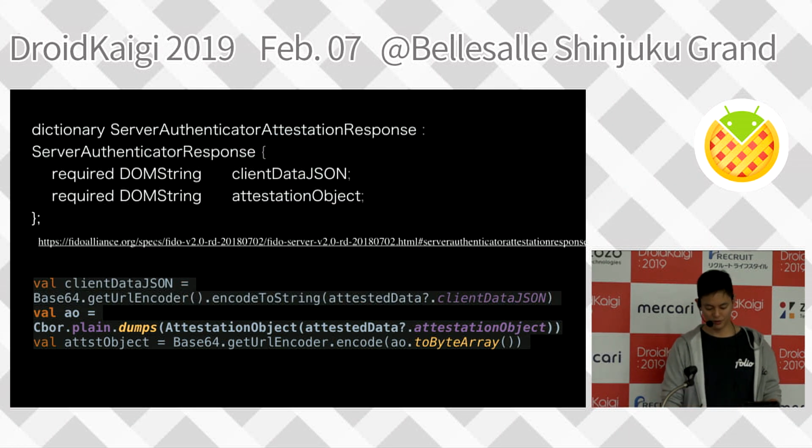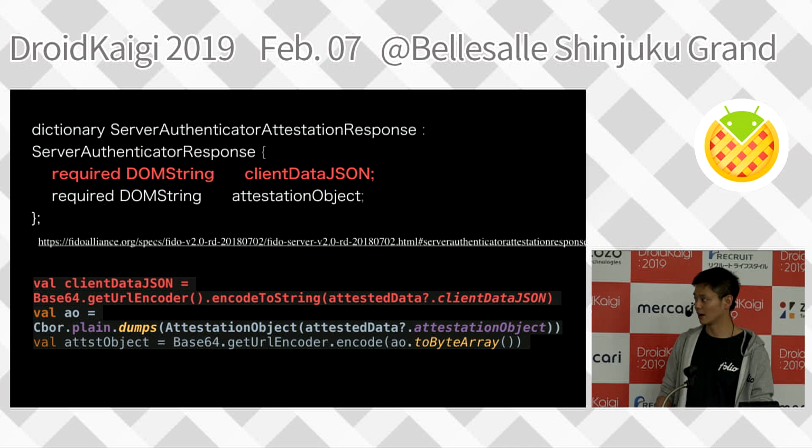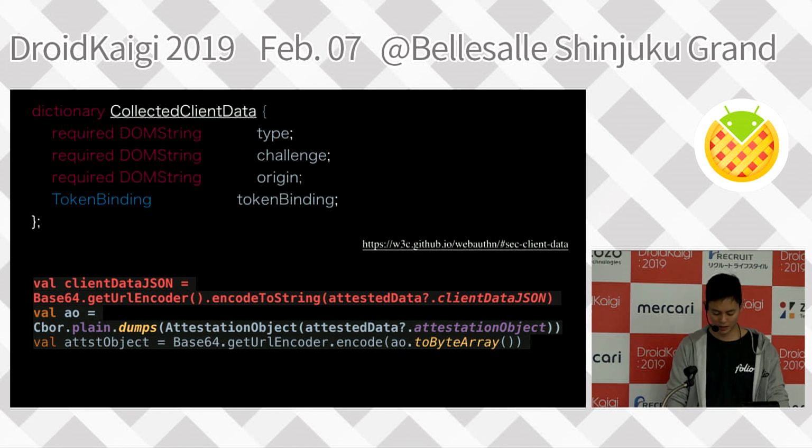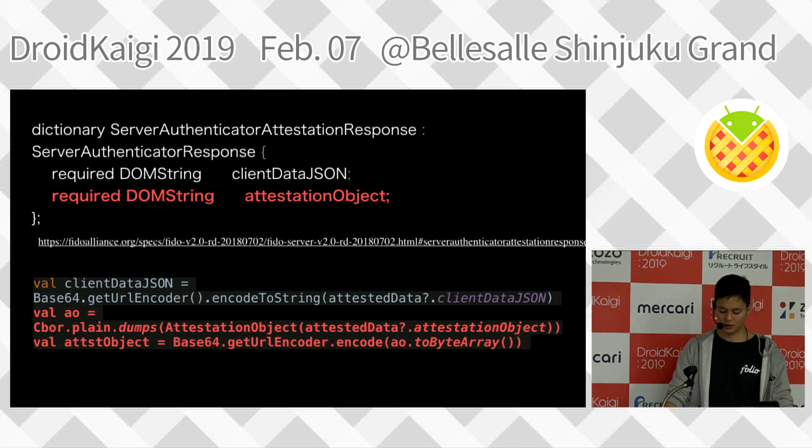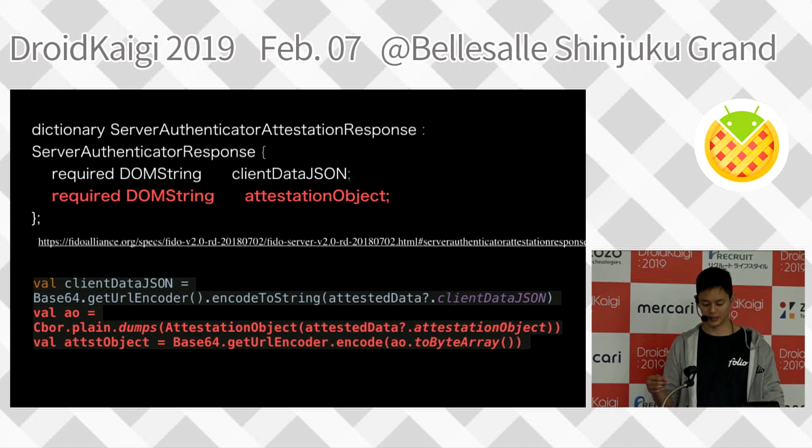Again, you don't need to actually define the client data JSON by yourself. All you need to do is call the field of the data you extracted from the intent. And the other field is called the attestation object. This contains credential information. That includes the public key generated in the authenticator and the ID provided to that credential. Also, it has authentication information, but the one big thing is the signature.